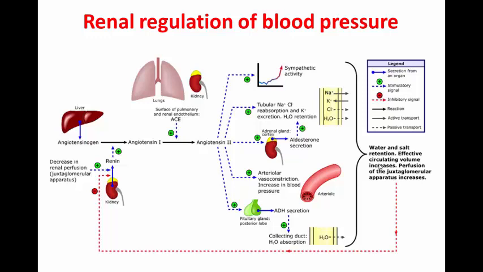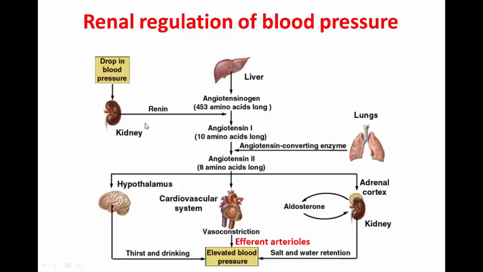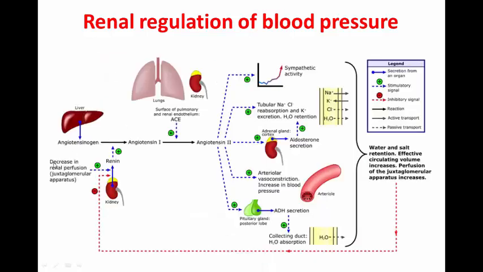And when the arterial blood pressure is elevated and is now moving towards the normal level, perfusion of the juxtaglomerular apparatus increases, and this now causes a decreased release of renin, because the secretion of renin was initially triggered by the drop in the arterial blood pressure, which causes a decrease in the renal perfusion, and hence a decrease in the perfusion of the juxtaglomerular apparatus.